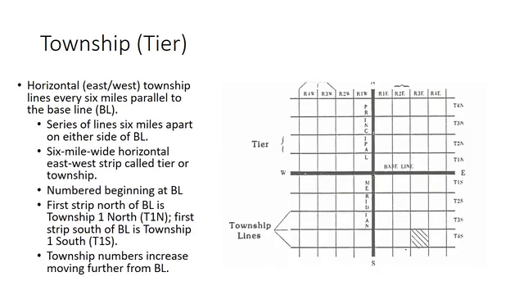Township or tier. The horizontal east-west township lines every 6 miles parallel to the baseline, just like your range lines. They're a series of lines 6 miles apart on either side of the baseline. 6-mile wide horizontal east-west strips called tiers or townships. Again, they're numbered beginning at the baseline and moving outwards, 1, 2, 3, and so forth.